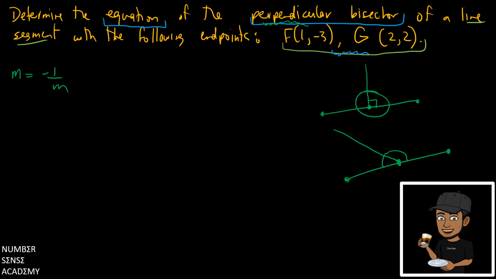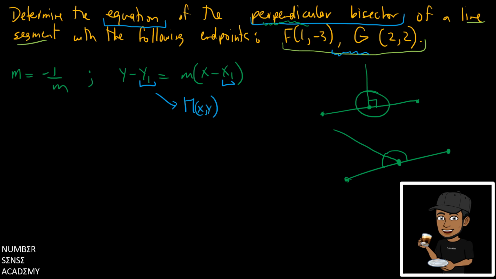Okay, so we know that we need the slope of the first line with f and g with the endpoints that are given, and then we're going to take that and find the negative reciprocal to get the slope of our perpendicular bisector. And then the other thing we need to do, we're going to use y minus y1 is equal to m times x minus x1 to get the equation. But our x1, y1 values come from the midpoint.